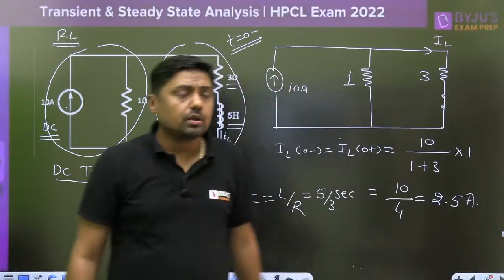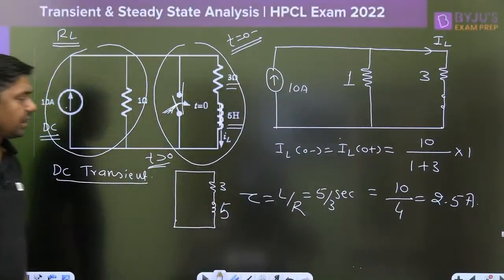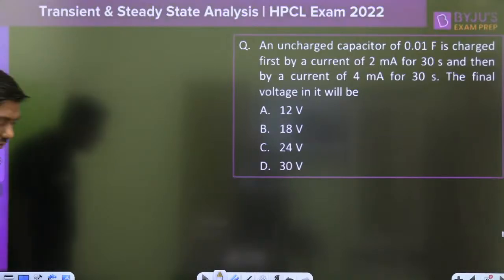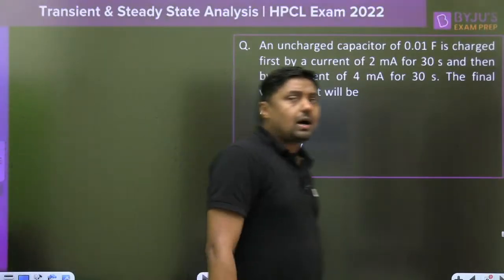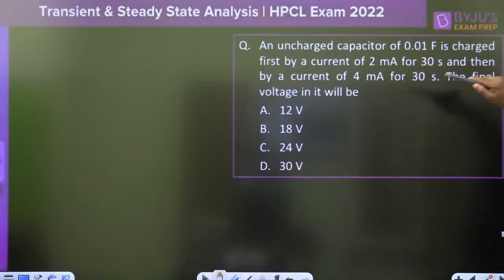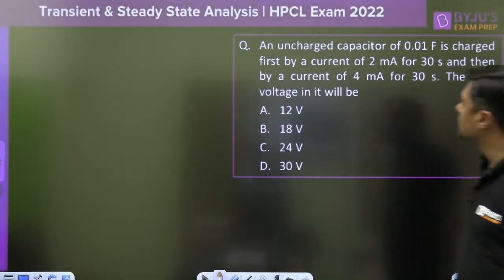Ready guys to solve the new question? Right, that is all about this question. Now, what is the answer for this one? An uncharged capacitor of 0.01 farad. Now, this is the question based on what? Capacitor. First question on inductor, second question on capacitor.